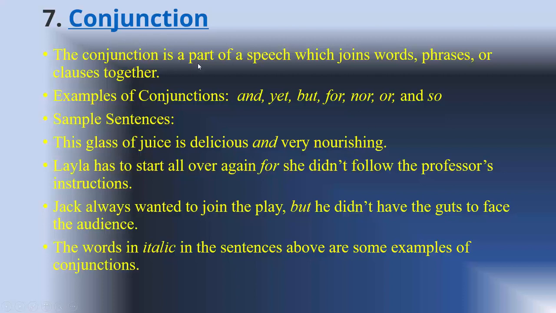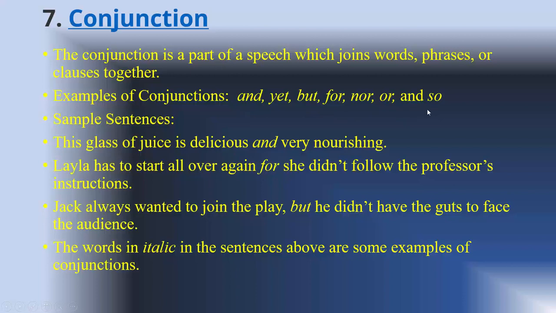Conjunction. Conjunction is a part of speech which joins words, phrases, or clauses together. Words, we know about them. Phrases and clauses are parts of sentences. Sometimes phrases can be dependent, but clauses, no. It cannot be a sentence, only part of a sentence. So, examples of conjunctions: and, yet, but, for, nor, or, and so. There are others, of course, but these are some examples.